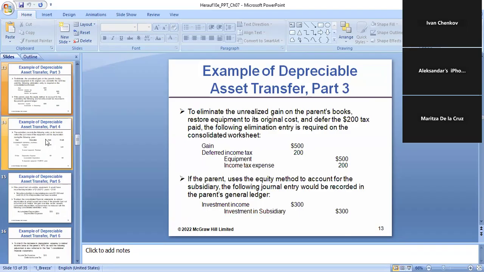Now, if the parent is using the equity method to account for the subsidiary, then we have to do the following journal entry to record in the parent's general ledger. We're going to reduce the investment income, and we're going to reduce the investment in subsidiary by $300 to eliminate that. That will be the net: the gain of 500 minus the deferred income taxes.